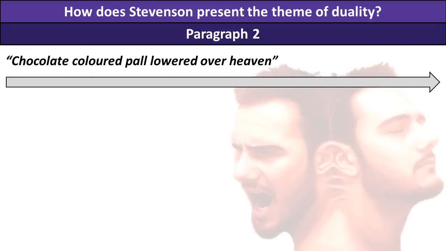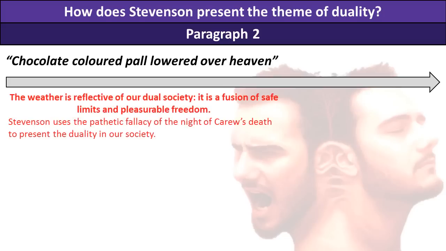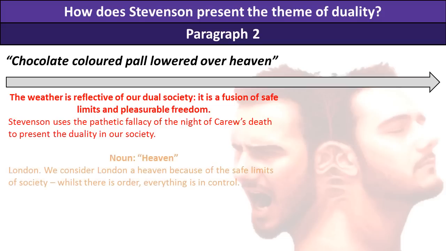Then I move on to this one, "chocolate-coloured power lowered over heaven." So the weather here is reflective of our dual society. Our society is a fusion of safe limits, but also pleasurable freedom, what others will consider as evil. So Stevenson uses this pathetic fallacy of the night of Carew's death to present the duality in our society.